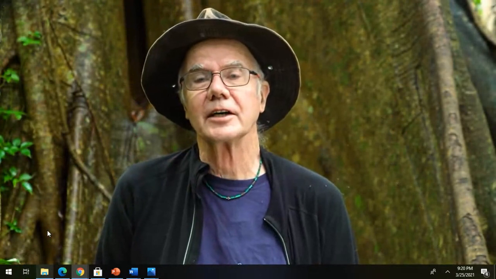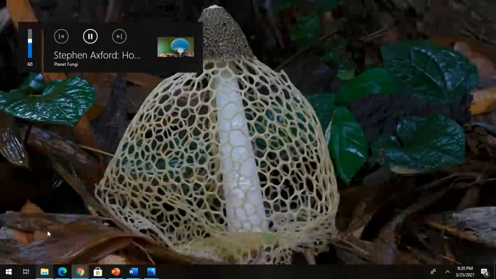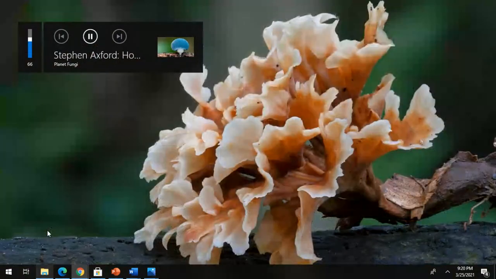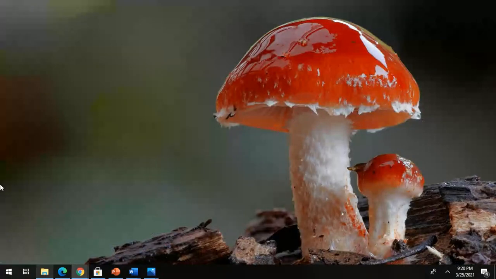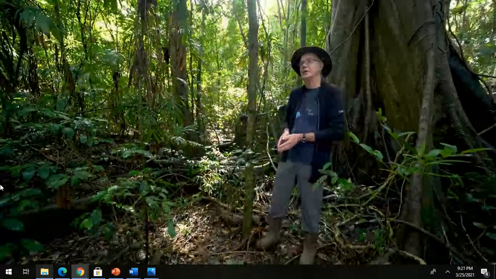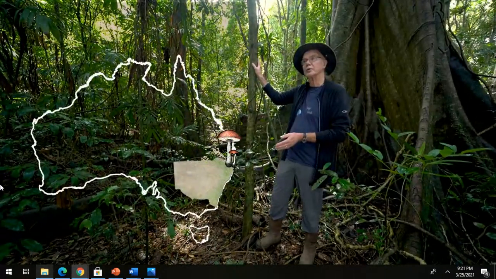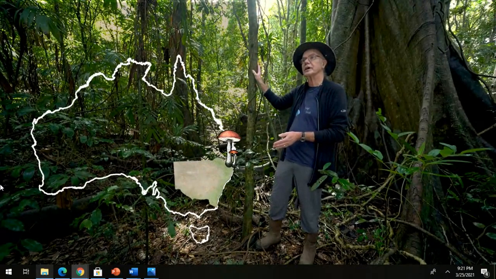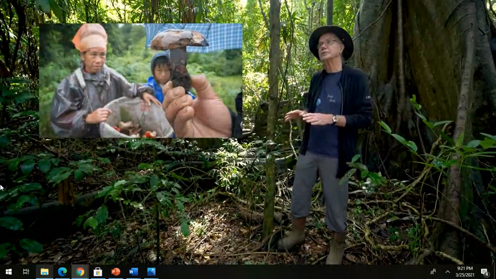My name's Stephen Axford, and I take photographs of fungi. This stage I'm standing on is an endangered lowland subtropical rainforest near where I live on the north coast of New South Wales in Australia. Over the past 10 years, I've taken many photographs of mushrooms in this forest, and I've also taken photographs of mushrooms in some of the most remote forests on the planet.